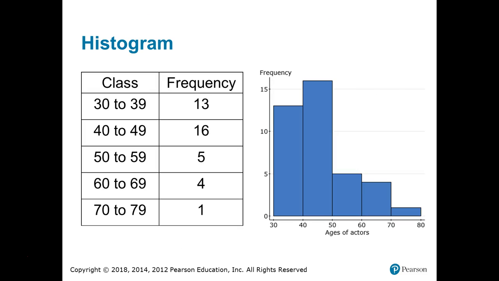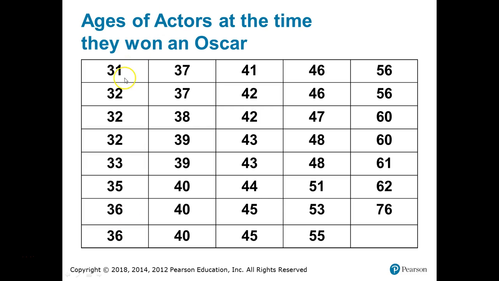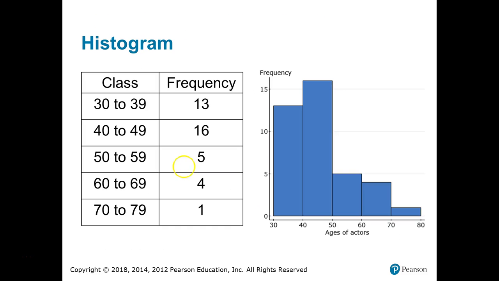So let's go straight to it. We're going to have it start at 30 and go to 39. That would have a total of 10 data points. And then 40 to 49, 50 to 59, 60 to 69, 70 to 79. And then we're going to go through and just count how many values fall in each class. So how many in the 30s do we have? We have 1, 2, 3, 4, 5, 6, 7, 8, 9, 10, 11, 12, 13. Okay, 13. So 13 would go right here.